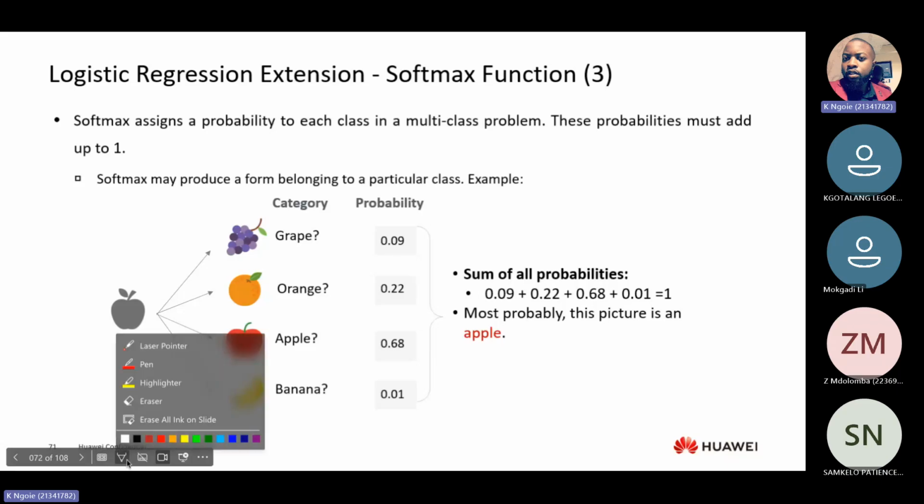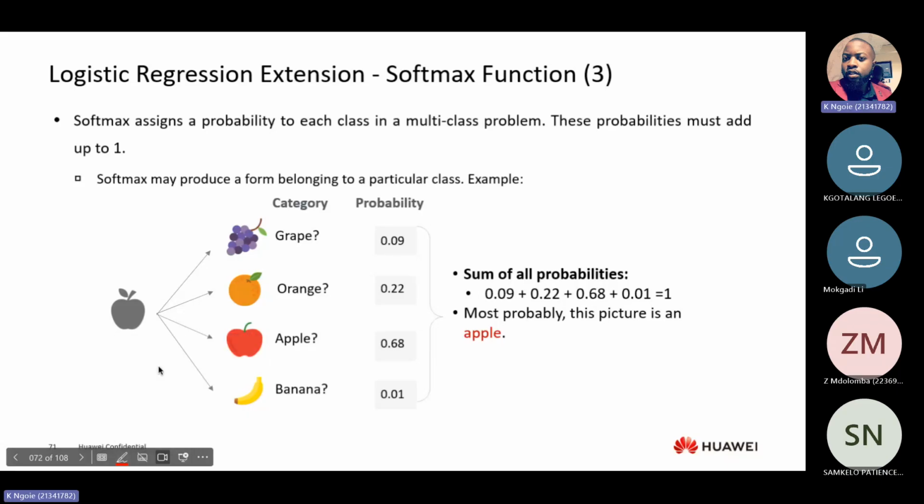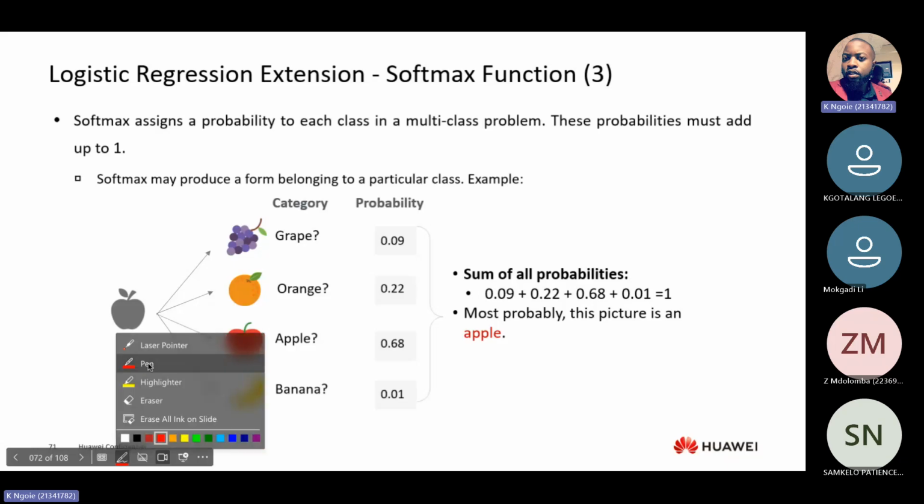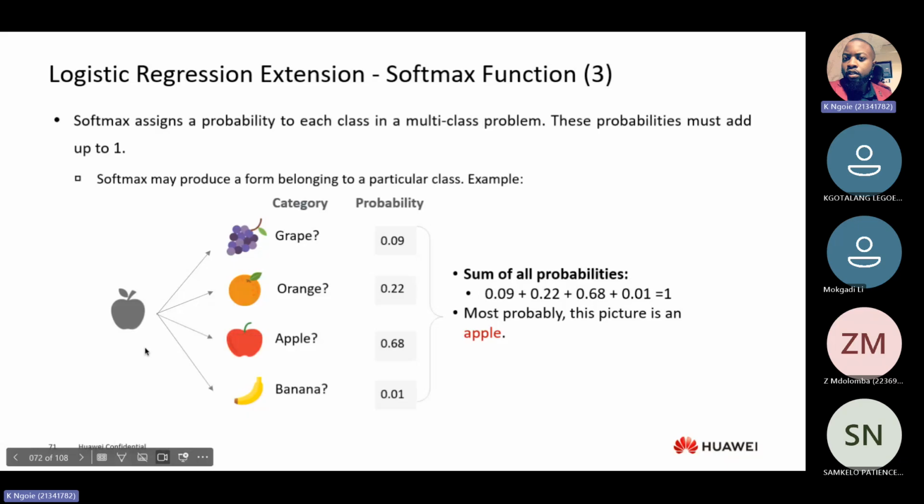So what it does is that you have, for example, the softmax function here. Whatever calculation this model is going to do with the data, it's going to output the probability of that. For example, we have here a picture of an apple. Okay, the picture of an apple here.